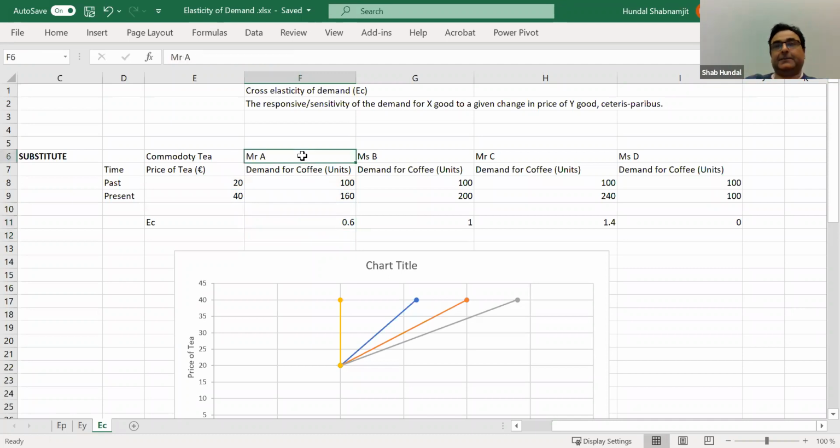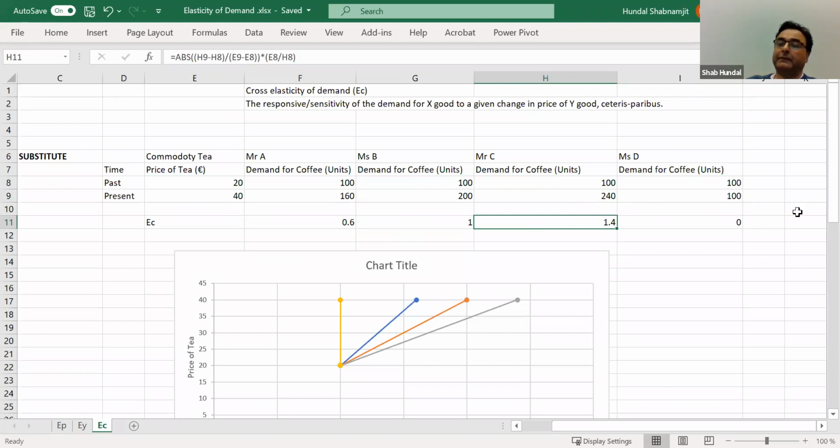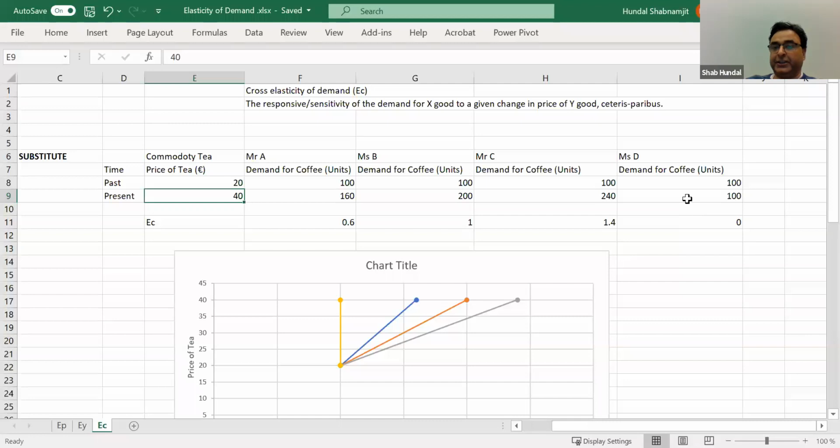But when you see Miss B, the reaction is 1 exactly. Double the price of tea, double the consumption of coffee. And here for Mr. C, double the price of tea, more than double the consumption of coffee, 1.4, more than 1. And here we have our favorite Miss D, no reaction. Double the price of tea, no change in the consumption of coffee. It remains the same. So the coefficient becomes 0.